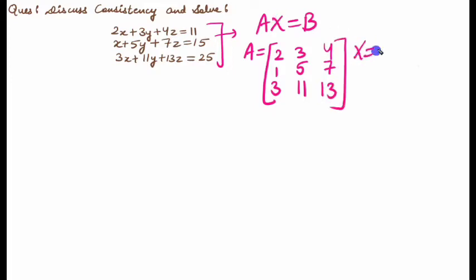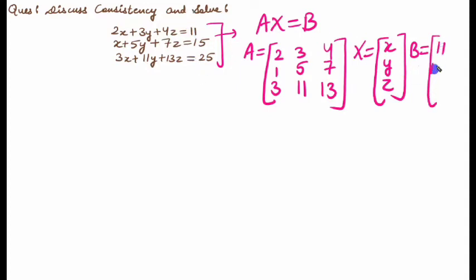Matrix X क्या होगी, यहाँ पर जितने भी variables हैं उनको column wise लिखना है. This will be x, y and z. And matrix B is what? Matrix B जो है उसमें we have all the constant terms 11, 15 and 25. अब यहाँ पर जो matrix B है, it is a non-zero matrix. This means the system is a non-homogeneous system.